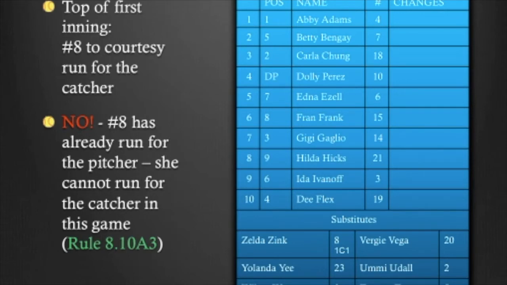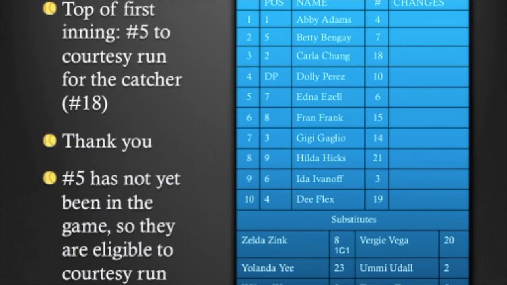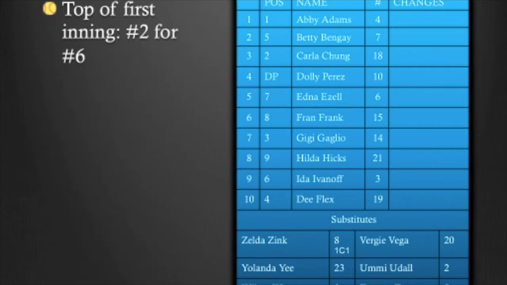Amazing. It says the same thing there. Okay. I'm still on the top of the first. I'd like to put number 5 in as a courtesy runner for the catcher, number 18. Back group by Fred. They say yes, I can do that. Everybody agree? All right. Thank you. See the notation we use now? Okay. Al just pointed out the notation.